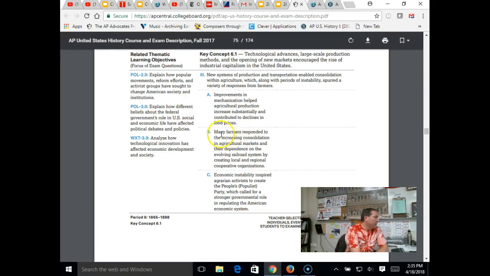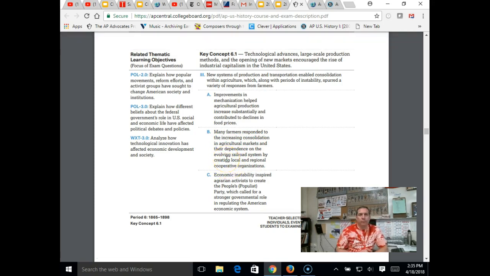And so what they're going to be doing here, many farmers are responding to the increasing consolidation of agricultural markets and their dependence on the railroad. They're going to start creating cooperative organizations. Now, the first one to notice is just they do create groups called co-ops. And in co-ops or cooperatives, the farmers will work together to buy seed in bulk or buy other things in bulk. They might build a grain elevator together to try to figure out some ways to collaborate so that they can pool their resources and hopefully fight back a little bit.